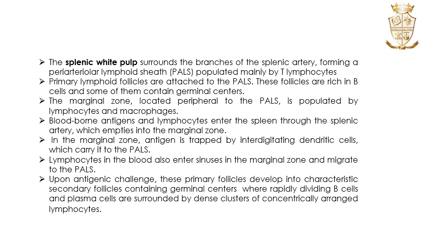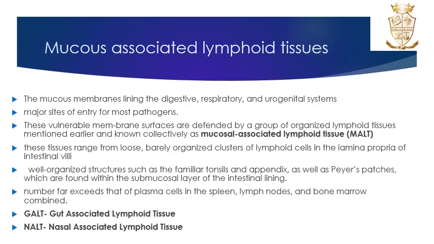Upon antigenic challenge, these primary follicles develop into characteristic secondary follicles containing germinal centers, where rapidly dividing B cells and plasma cells are surrounded by dense clusters of concentrically arranged lymphocytes. When the antigenic challenge comes, the primary follicle develops into a secondary follicle containing germinal centers and forms B cells which mature into plasma cells, and plasma cells produce antibodies. Next, we are going to discuss the mucosa-associated lymphoid tissue, the less organized secondary lymphoid tissue.